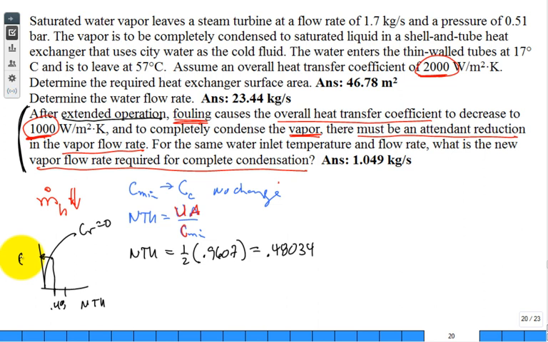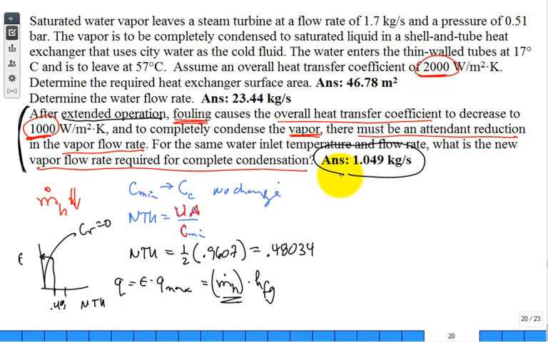Then with the new effectiveness, you can multiply by the Qmax to get the actual rate of heat transfer. The actual rate of heat transfer is the mass flow rate of the hot fluid times hfg. It's still saturated vapor to saturated liquid, and this has to go down. You get a new mass flow rate, which is now 1.05 kilograms per second. So instead of 1.7, you can only condense 1.05 kilograms per second.